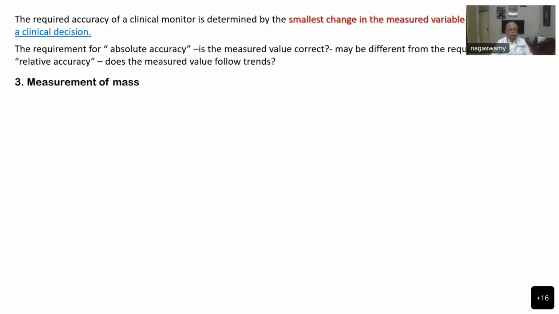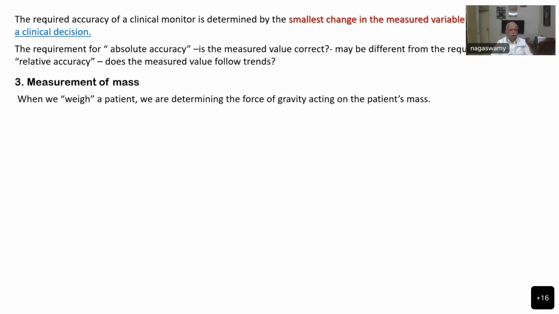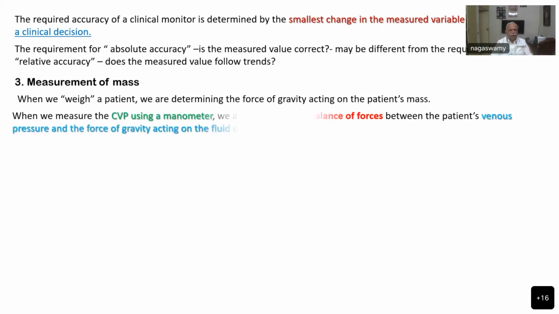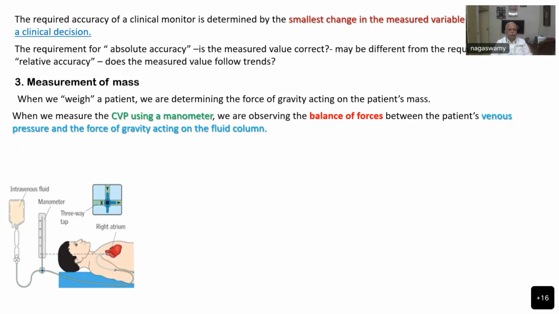Now the measurement of mass is involved in our basic principles of instrumentation. When we weigh a patient, we are determining the force of gravity acting on the patient's mass. When we measure CVP using a manometer, we are observing the balance of forces between the patient's venous pressure and the force of gravity acting on the fluid column. This is the basis.